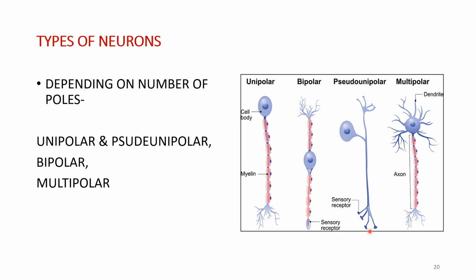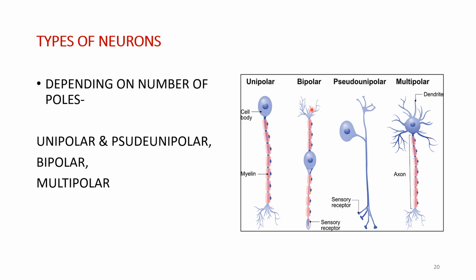So this is the sensory receptor. For example, here skin is present. These endings are present on the sensory receptor, and they are carrying the information. And this is the cell body, which is present in the dorsal root ganglion. And this is the central process, which is going to the spinal cord.